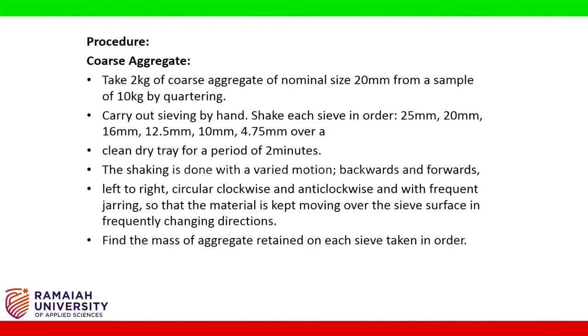The shaking is done with a varied motion, backwards and forwards, left to right, circular clockwise and anti-clockwise, and with frequent jarring, so that the material is kept moving over the sieve surface in frequently changing directions. Find the mass of aggregate retained on each sieve taken in order.